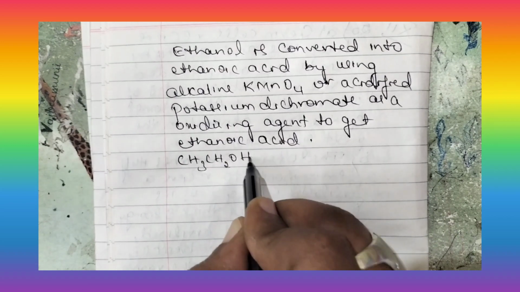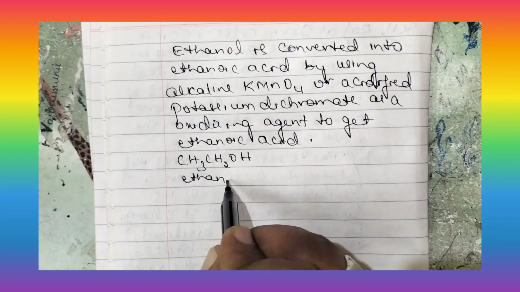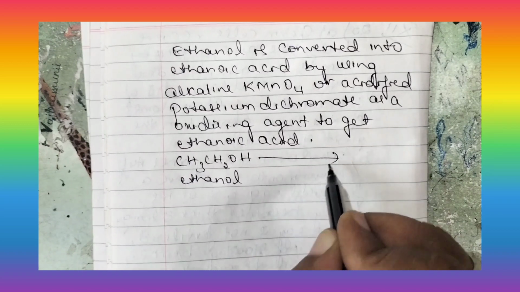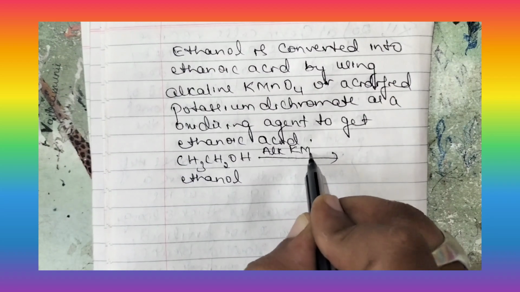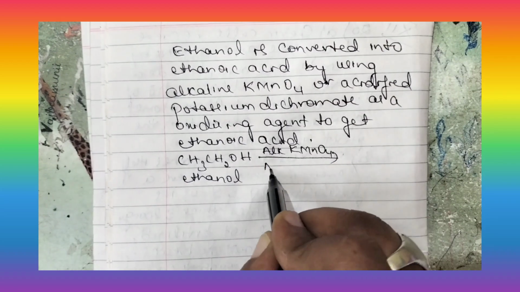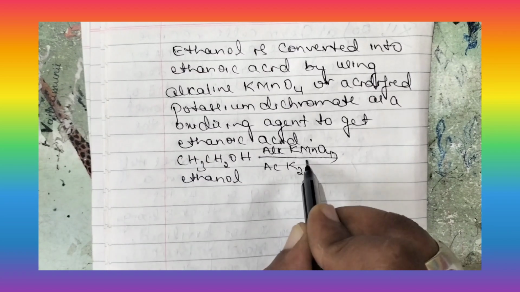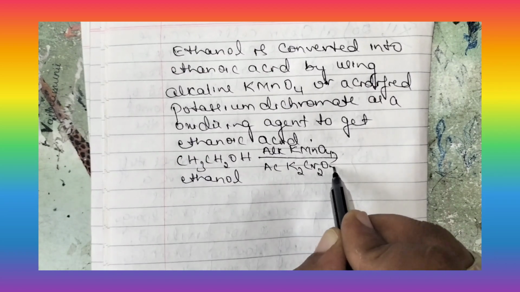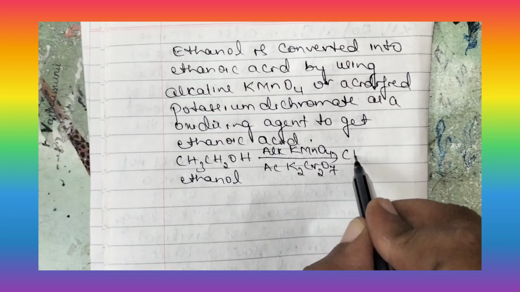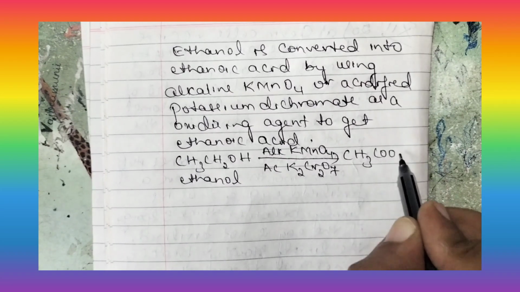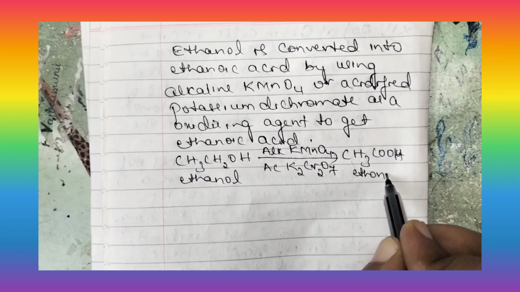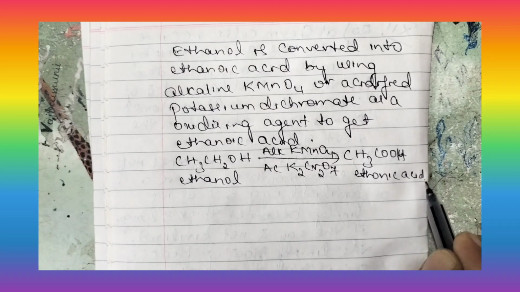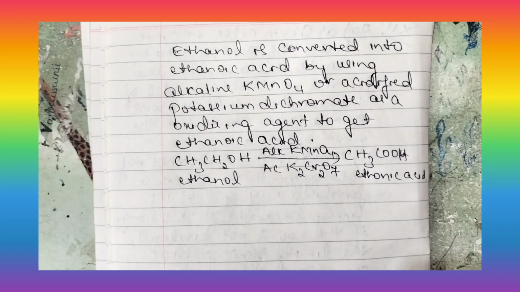CH3CH2OH. It is C2H5OH, which is called ethanol. By using alkaline potassium permanganate or acidified potassium dichromate K2Cr2O7 to get CH3COOH. This CH3COOH is called ethanoic acid, or it is also called acetic acid or ethanoic acid.